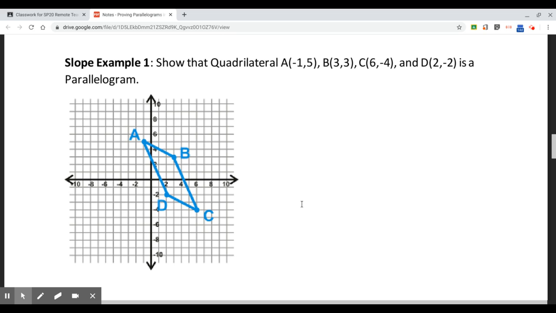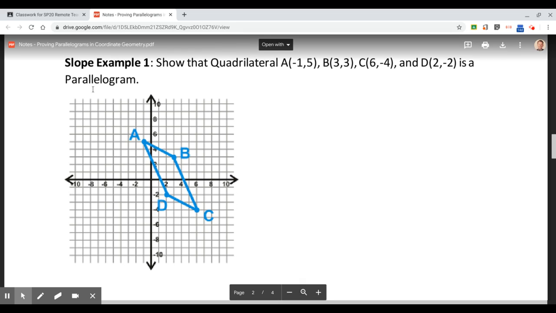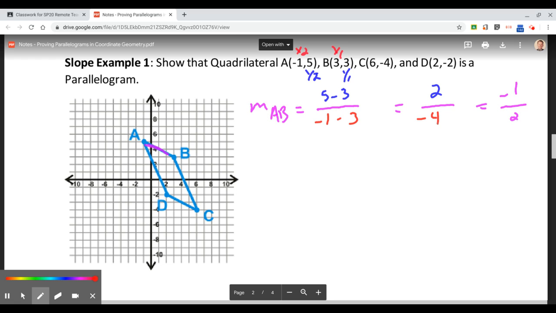Show that quadrilateral ABCD is a parallelogram. Okay, to do this, I'm going to find the slope of each line segment, and I'm going to start off with the line segment AB. For A, I made my x2, y2 values, and then for B, I made it my x1, y1 values. So don't forget, y goes in the numerator, y is on top, and x is in the denominator, x is on the bottom. Also notice I wrote lowercase m AB. That means the slope of line AB, okay? So that's why I wrote a little m above the AB.